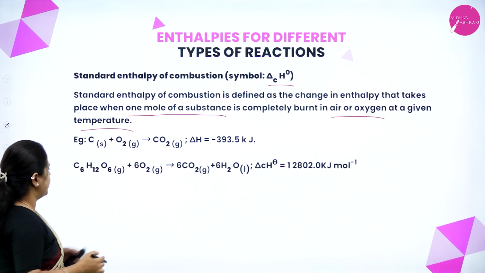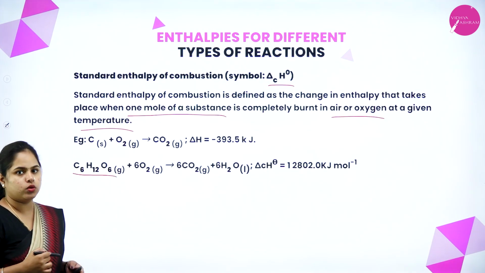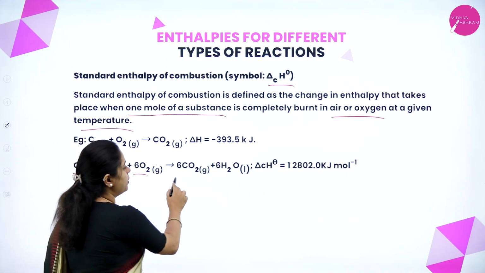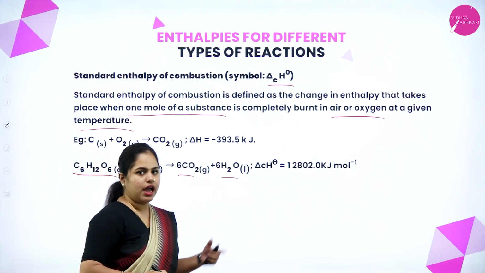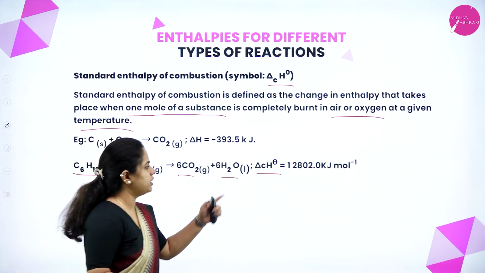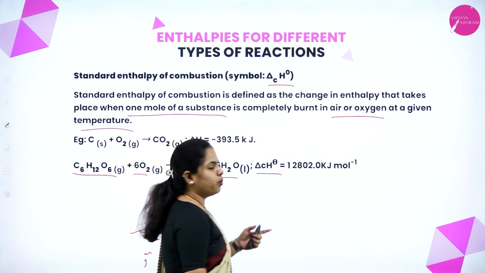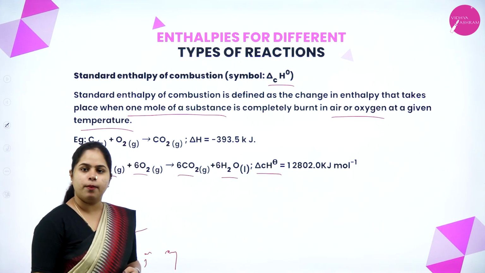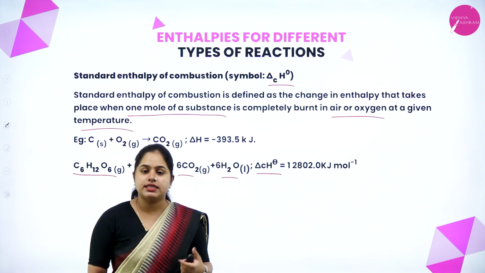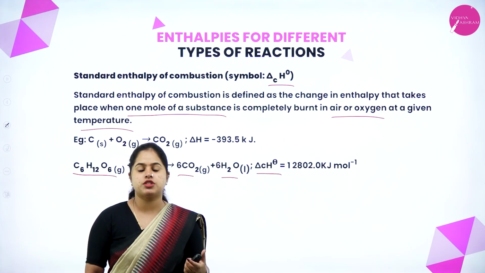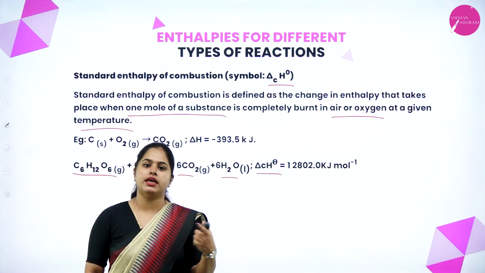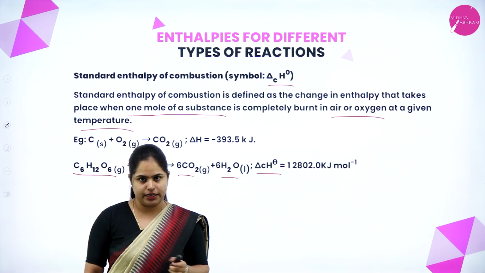Let us take this example, C6H12O6, that is glucose. In the presence of oxygen, it releases carbon dioxide and water, and the standard enthalpy of combustion is given as 12802.0 kilojoule per mole. This is called the enthalpy of combustion, the enthalpy change associated when 1 mole of a compound undergoes complete combustion in the presence of oxygen at a given temperature.